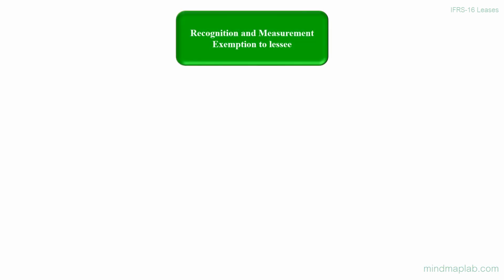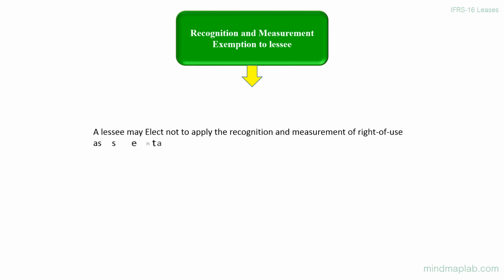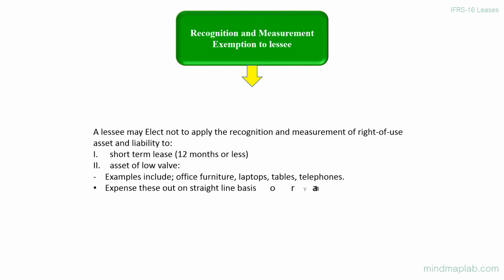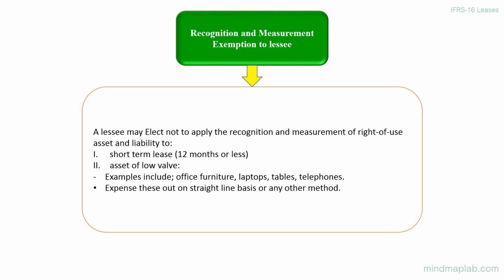Recognition and measurement exemption to lessee. A lessee may elect not to apply the recognition and measurement of right of use asset and liability to short-term lease, 12 months or less, and assets of low value. Examples include office furniture, laptops, tables, telephones. Expense these out on straight-line basis or any other method.